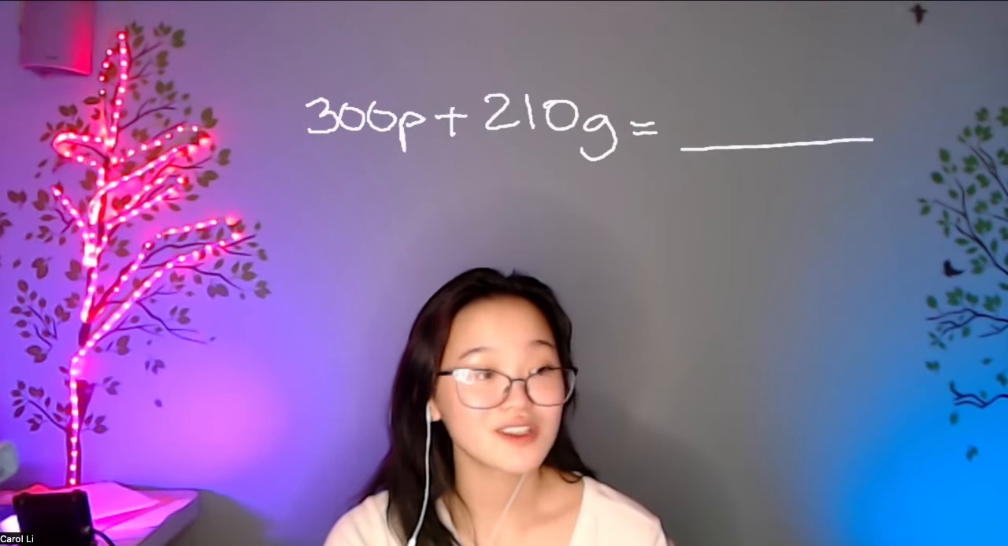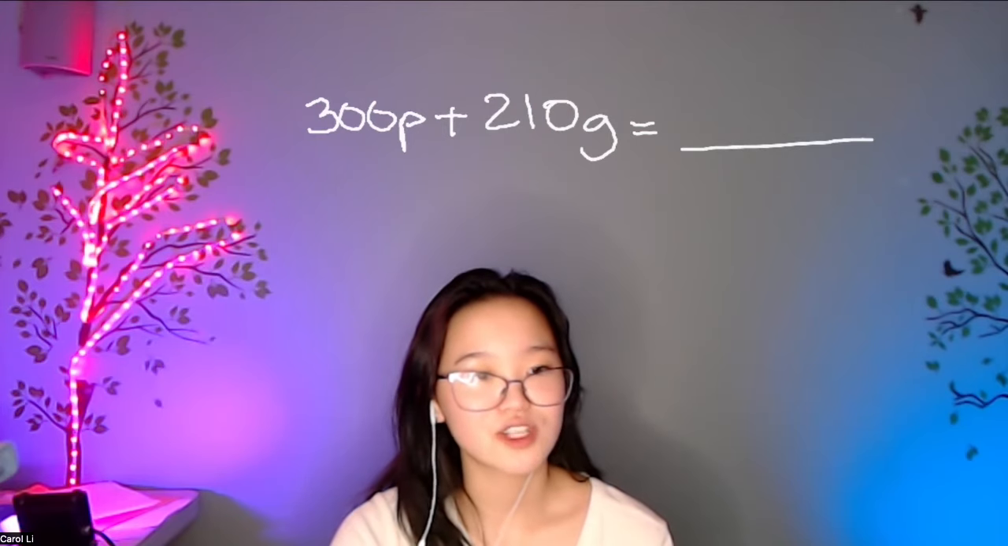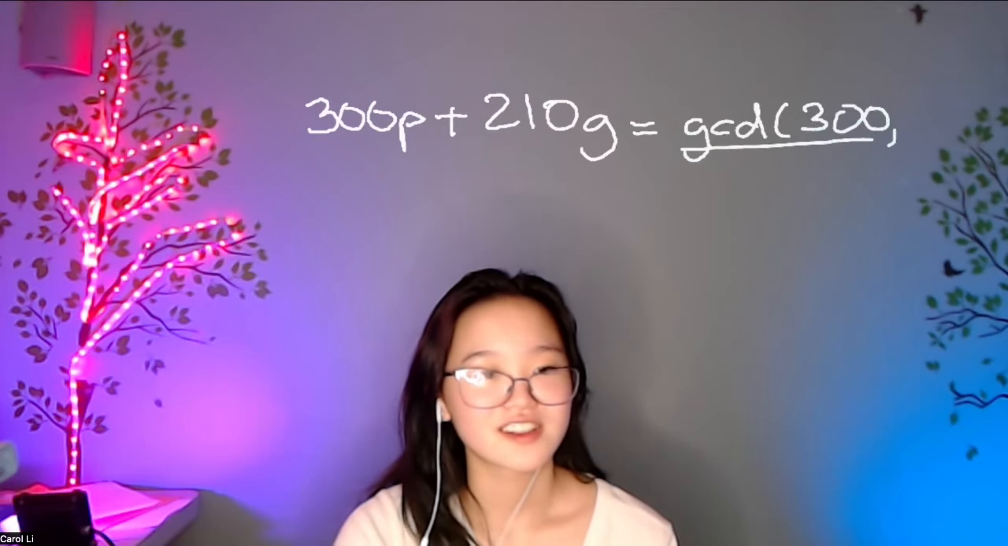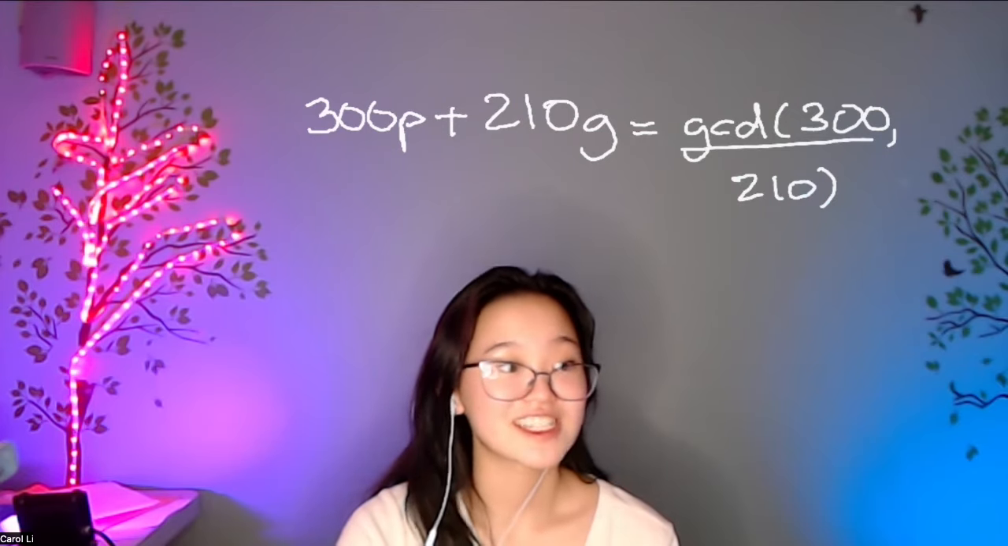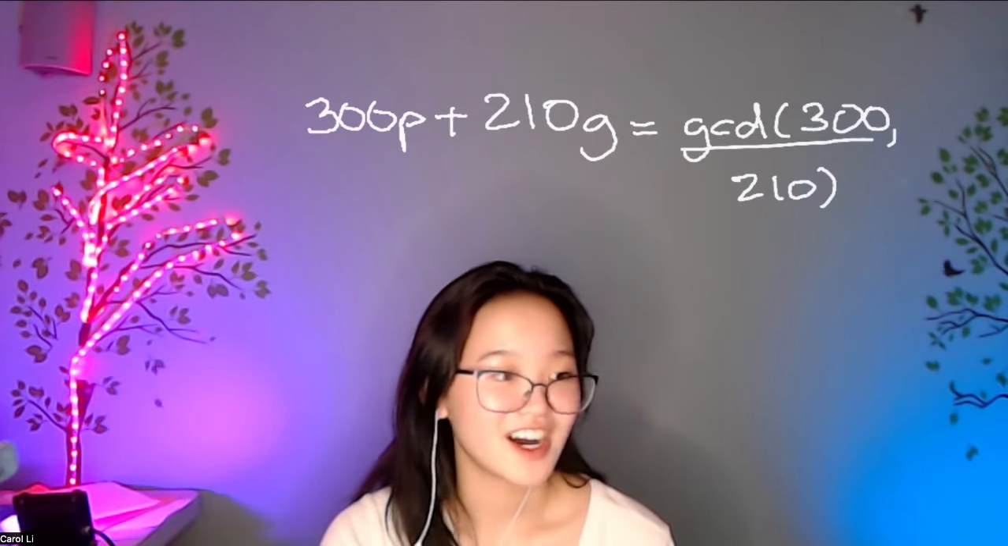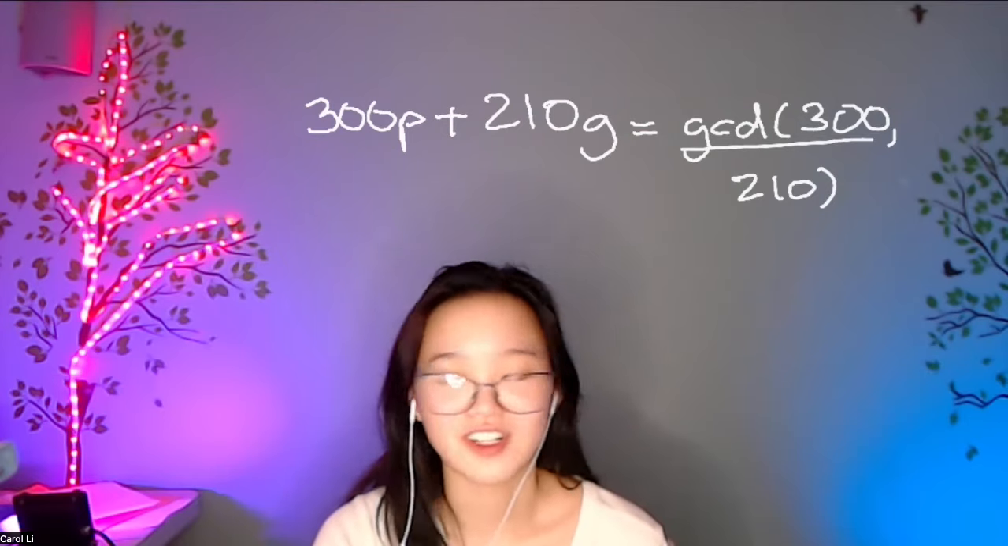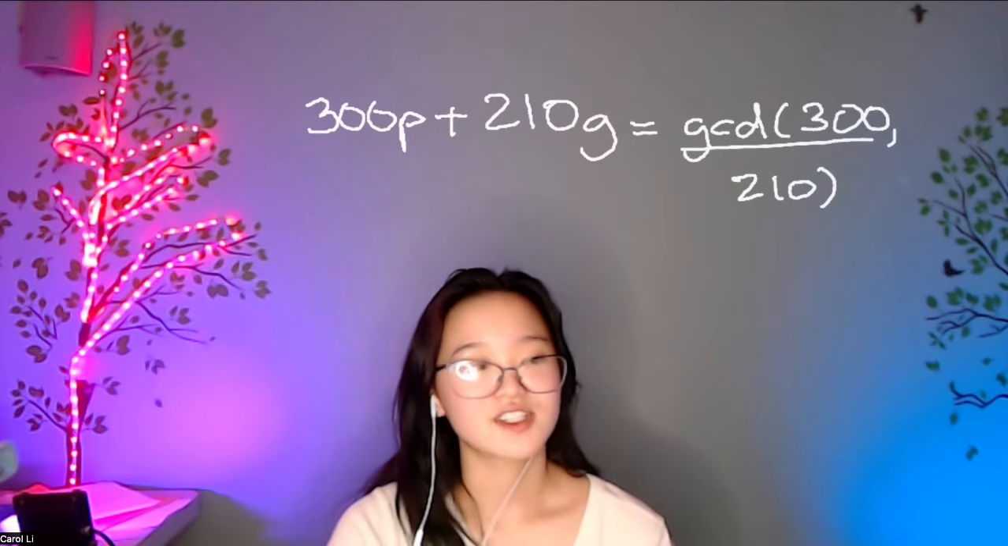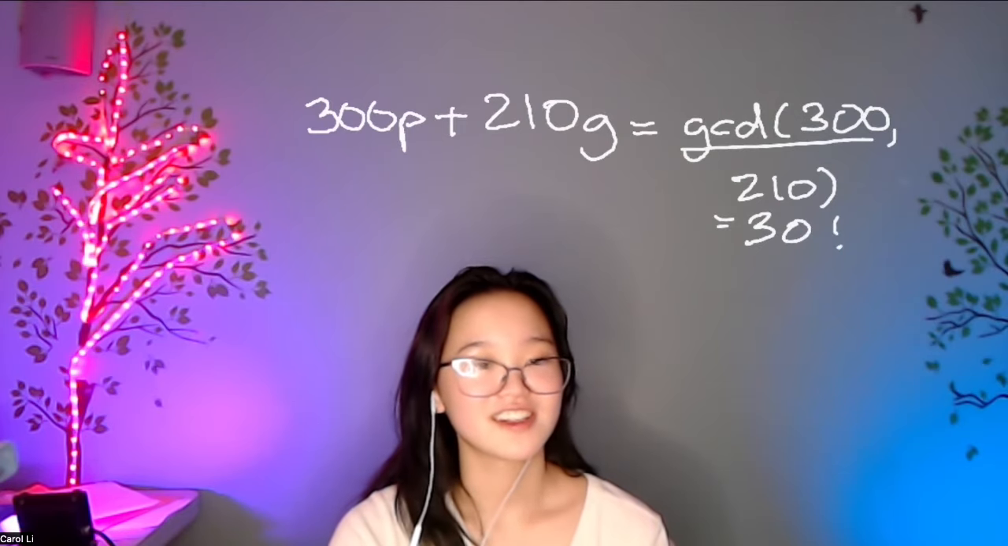Okay, so by Bezout's lemma, we see that this is equal to the greatest common divisor of 300 and 210. Wow, a lot of you guys got it really quickly. It's number 22, so normally it's supposed to take a little longer. And this equals 30. That's right, 30. Yay.